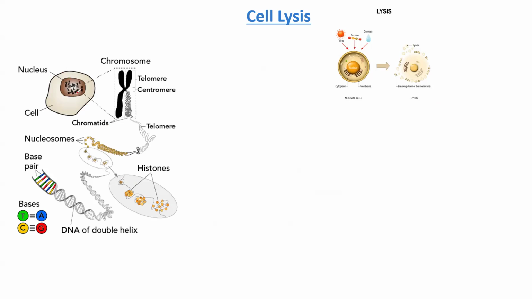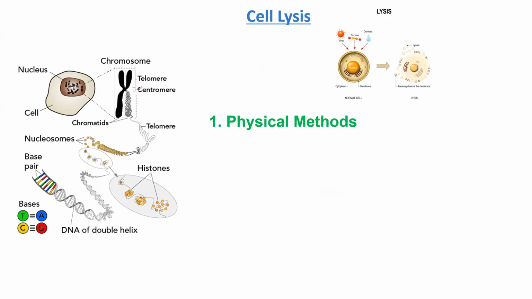The DNA is present in the nucleus, and the nucleus contains chromosomes, and the chromosomes contain so many components like telomere, centromere, and of course there are nucleosomes and histone proteins, and all these are together with your DNA. So if you want to isolate your DNA, all these components, you need to remove all of them. So let's see how we can lyse, that is, open up the cell.